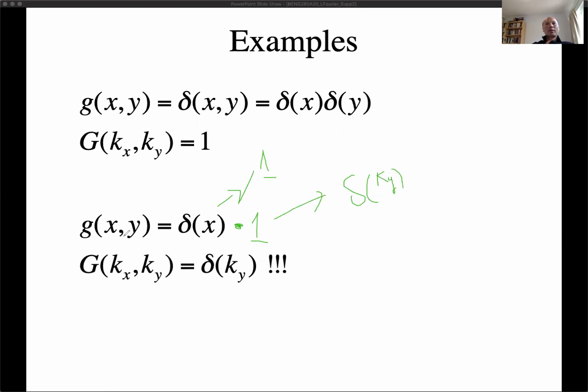Since it's a two-dimensional function, it's a delta function in x. And so what it would look like if we were to draw it, as a function of x and y, is like this blade. It's a blade like that. So it's only non-zero when x is equal to 0, but it has all the same values for all values of y. Okay.